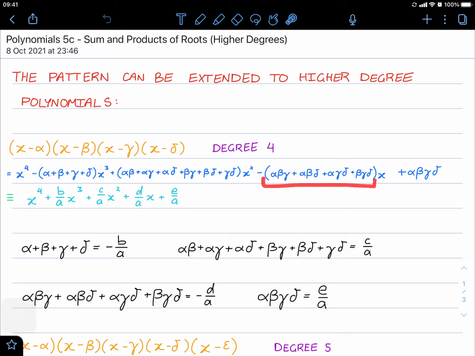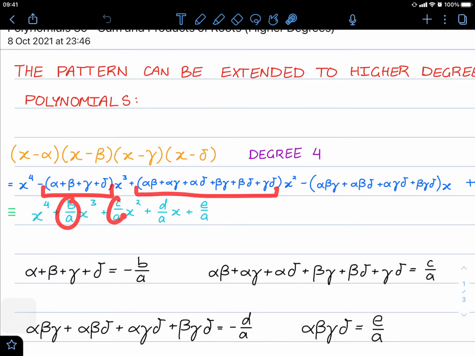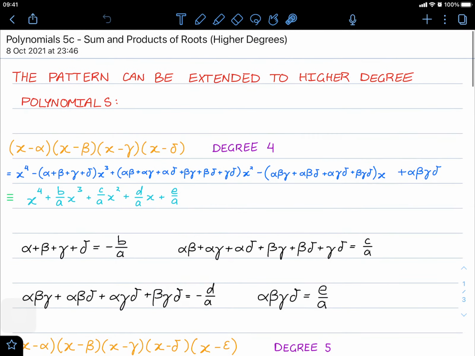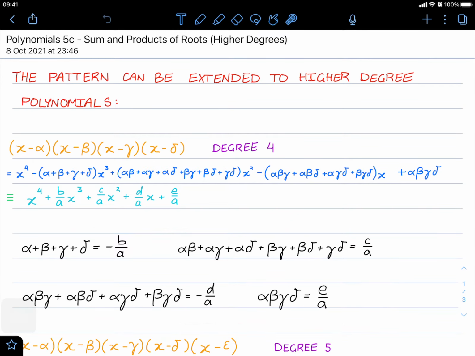Then we do the same thing for the different combinations of 3. So 1, 2, 3, and then 1, 2, 3, 1, 2, 3, 1, 2, 3. There they are. And the last one's easy to remember. Alpha, it's just the multiplication of all 4. And this is equivalent to B on A, this is equivalent to C on A, and so on. Now you don't have to remember these. We're just showing you that we could continuously apply this pattern to higher and higher degrees.